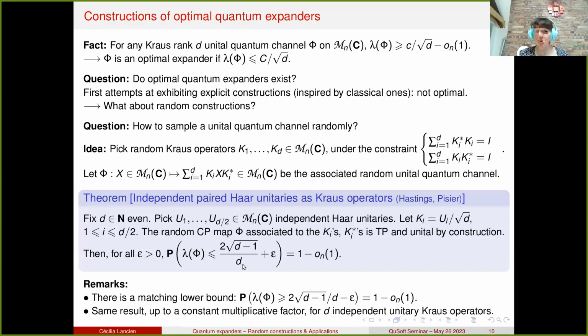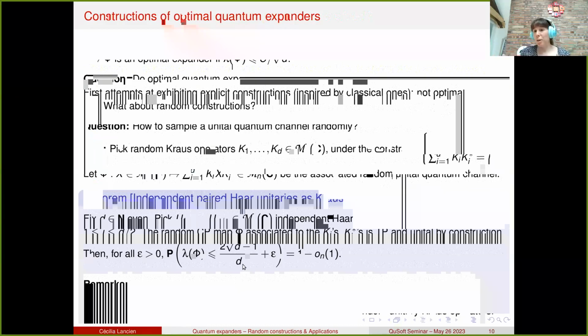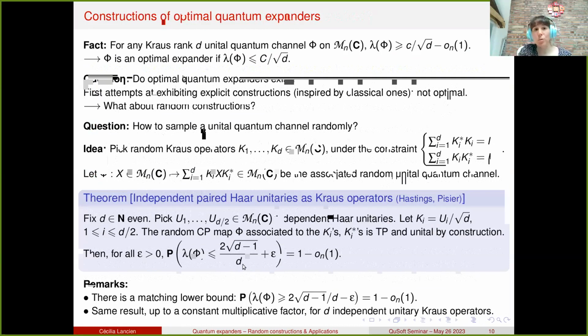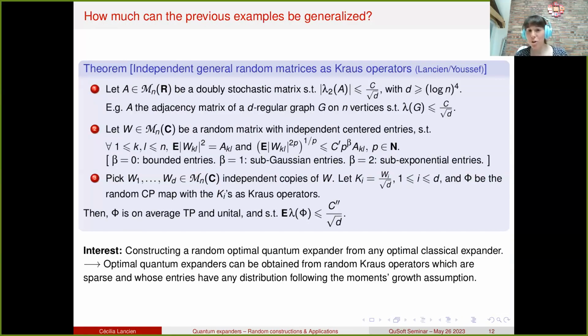A recipe on how to do it. So if you have an optimal classical expander, then you can construct an optimal quantum expander at random from it. You really have this recipe, where the adjacency matrix of your optimal classical expander is simply giving you the variance profile of the Kraus operators that you're going to sample. Then you just sample D of them, and you have something which is an optimal quantum expander.